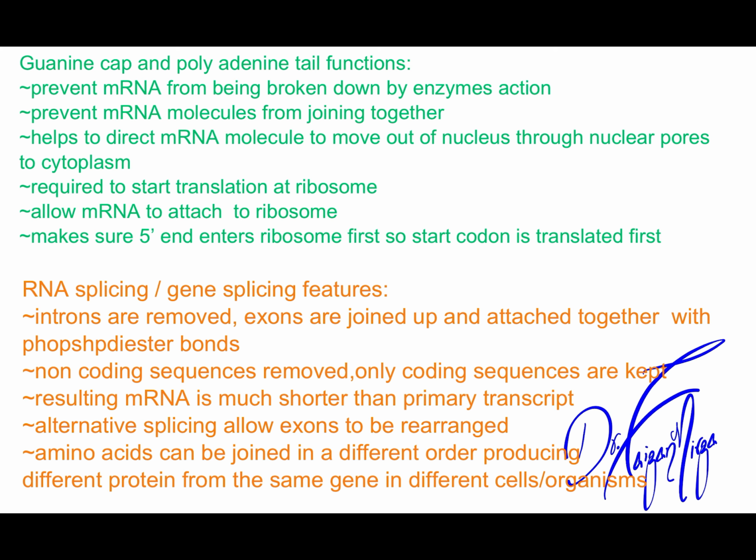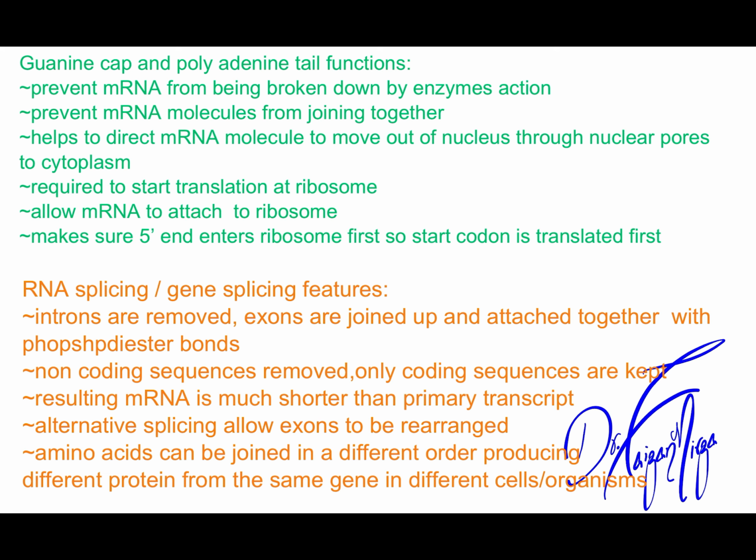What are the features of the guanine cap? The guanine cap and the poly-A tail, how do they function? What do they assist? They allow the messenger RNA to pass out from the nucleus through the nuclear pore to the cytoplasm. They prevent the mRNA from being broken down by enzyme action. They prevent the mRNA molecules from joining together. So in the cytoplasm, there is more than one mRNA molecule for the various proteins that are to be made. Those mRNAs can join, like one mRNA can join to the other. So this guanine cap and the poly-A tail prevent that.